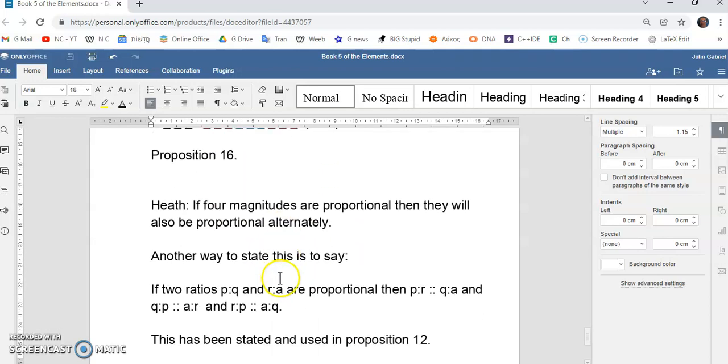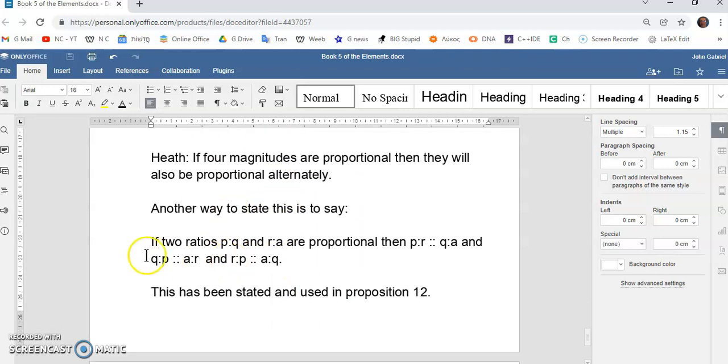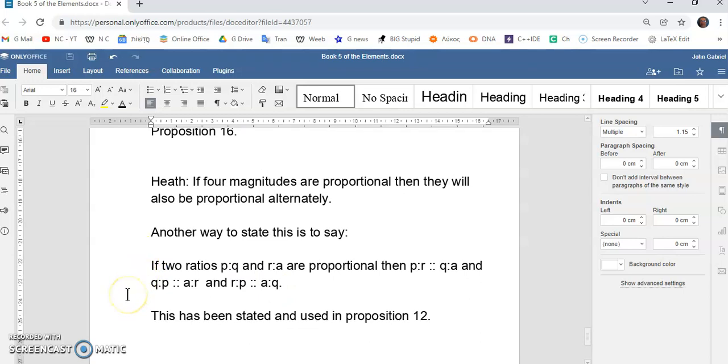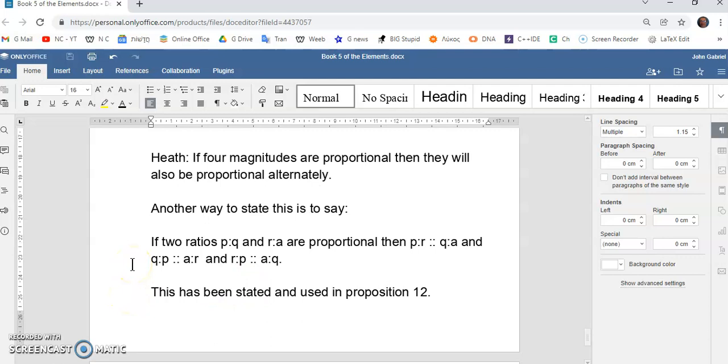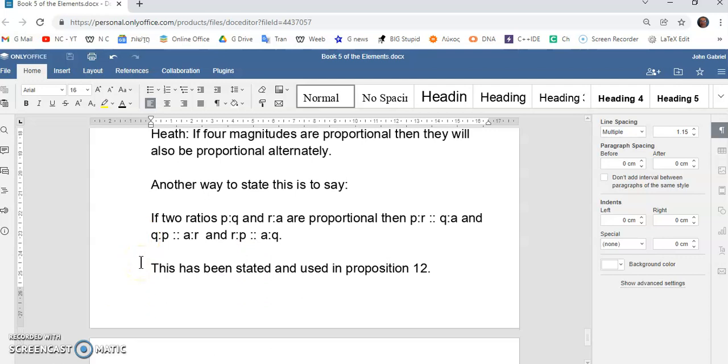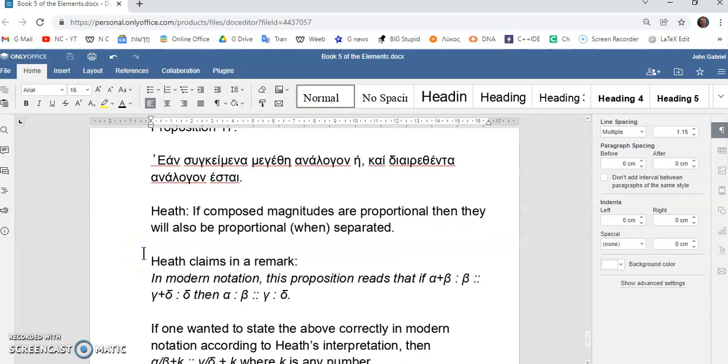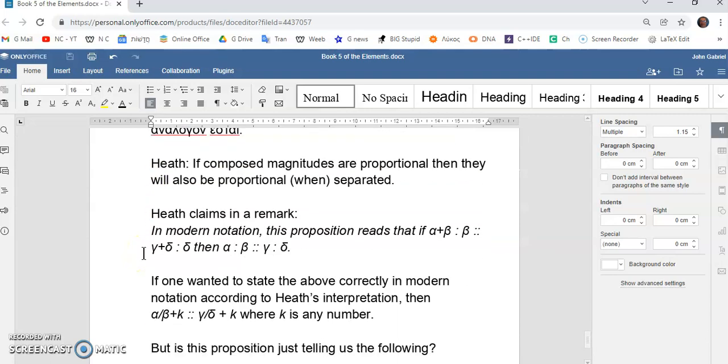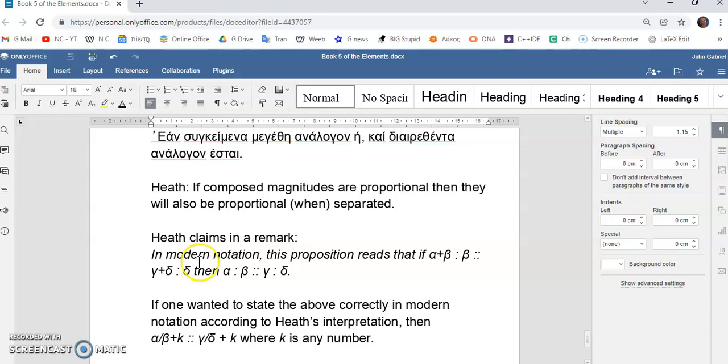Now, proposition 16 says if four magnitudes are proportional, they will be proportional alternately, and of course we've covered this already in proposition 12, so I'm not going to spend time on it. It's very easy. Proposition 17 says that if composed magnitudes are proportional, then they will also be proportional when separated.